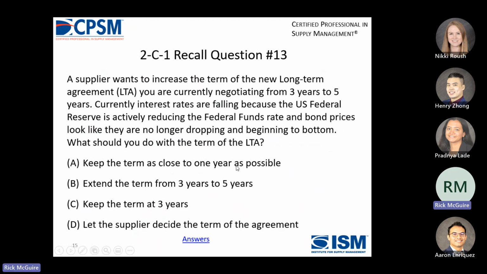All right. So a supplier wants to increase the term of a new long-term agreement, and you are currently negotiating from 3 to 5 years. Current interest rates are falling because the U.S. Federal Reserve is actively reducing the federal funds rate. So the opposite of today, they're dropping interest rates. And bond prices look like they are no longer dropping and beginning to bottom, which means the interest rates are peaking. What should you do with the term of the LTA?